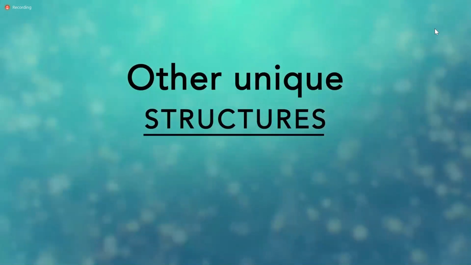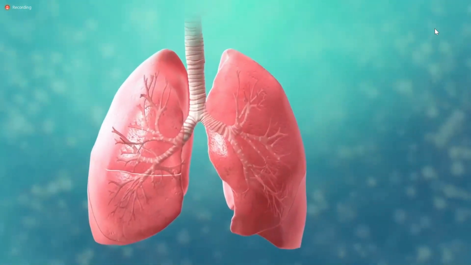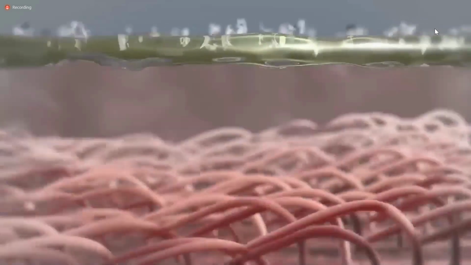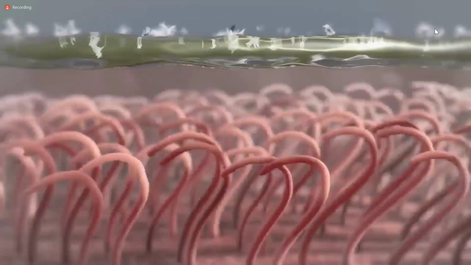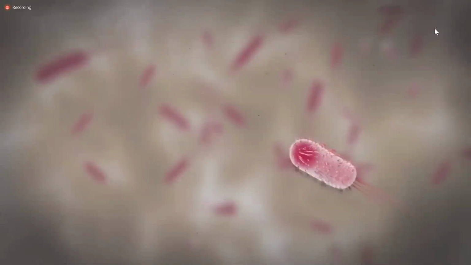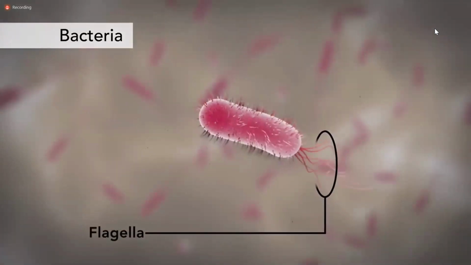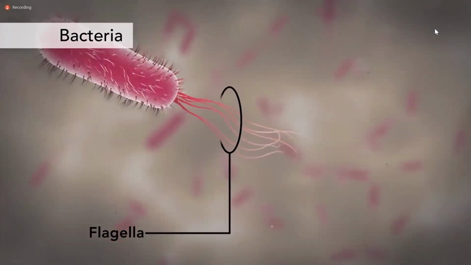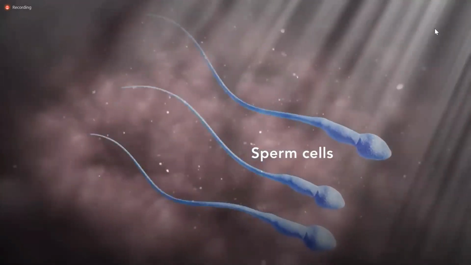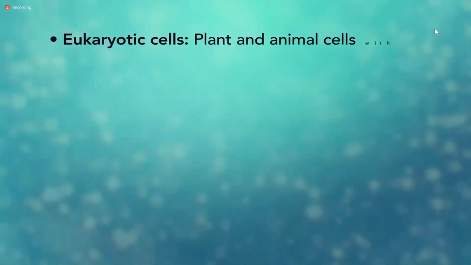There are many other unique structures that only some cells have. Here are just a few. In humans, for example, the respiratory tract is lined with cells that have cilia. These are microscopic hair-like projections that can move in waves. This feature helps trap inhaled particles in the air and expels them when you cough. Another unique feature in some cells is flagella. Some bacteria have flagella. A flagellum is like a little tail that can help a cell move or propel itself. The only human cell that has a flagellum is the sperm cell.